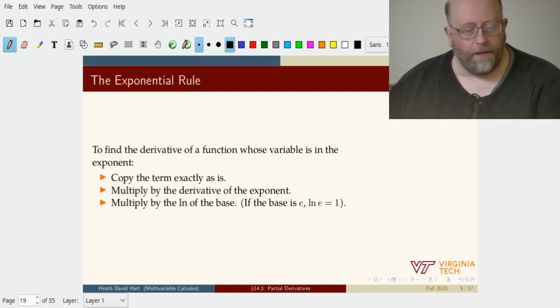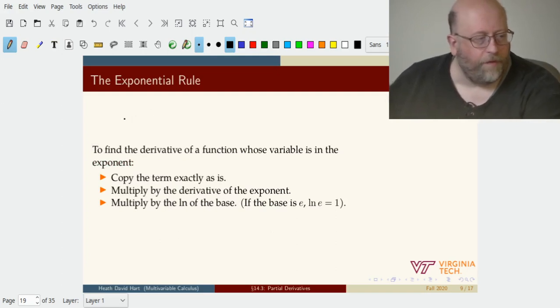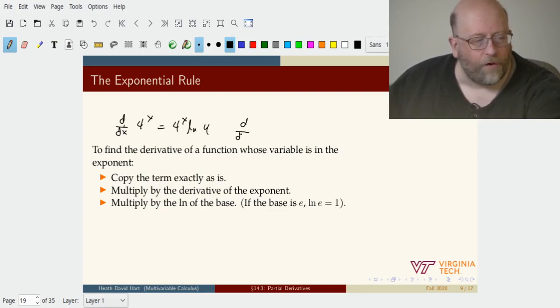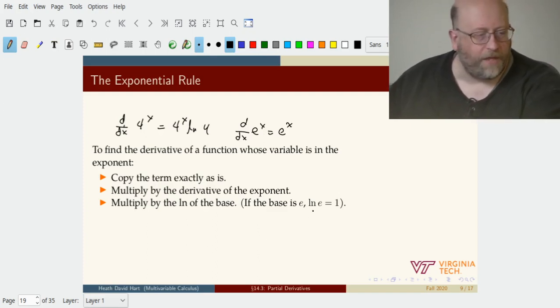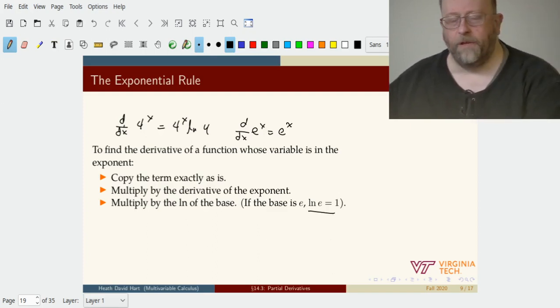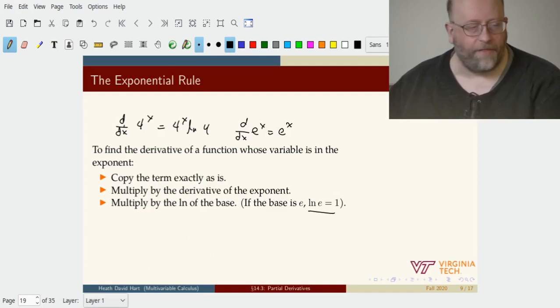All right. The exponential rule. This is the rule that says that the derivative of 4 to the x is 4 to the x times the natural log of 4. And so the derivative of e to the x is, well, it would be e to the x times the natural log of e, but the natural log of e happens to equal 1. And so you're multiplying by 1, and that doesn't change the answer.